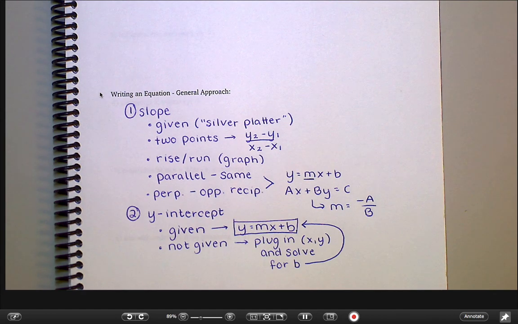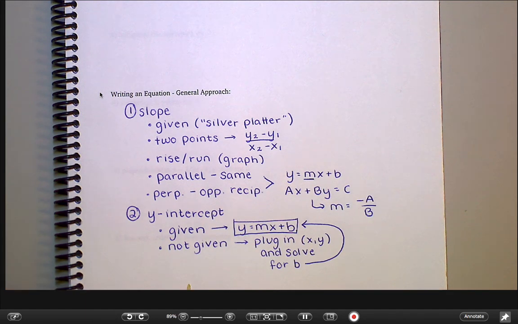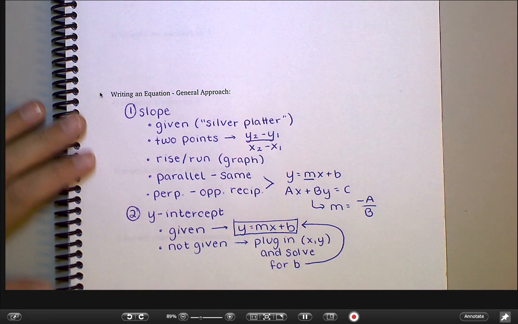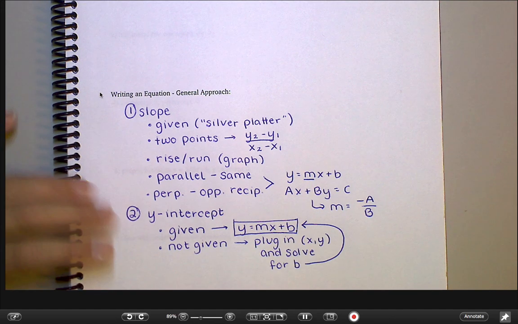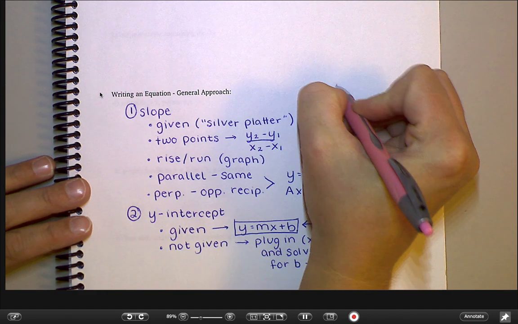Now, one thing I want to talk about, and I'm going to write this off to the side here, is there are some unusual situations, and I shouldn't say unusual because they pop up fairly often, but there are some types of equations that don't really fit this mold, and that would be our horizontal lines and our vertical lines.